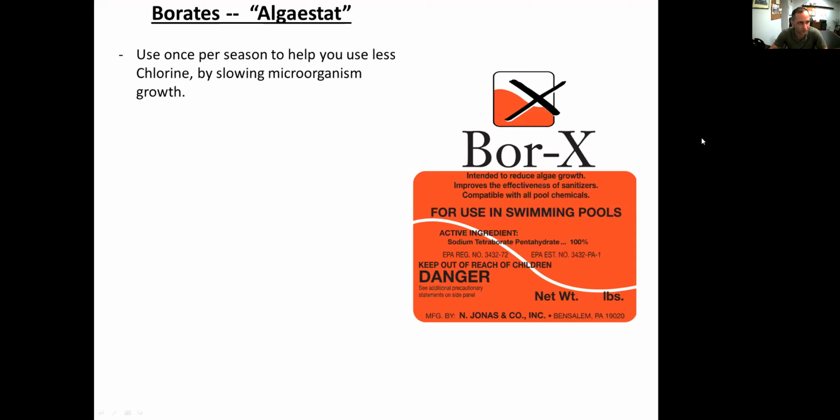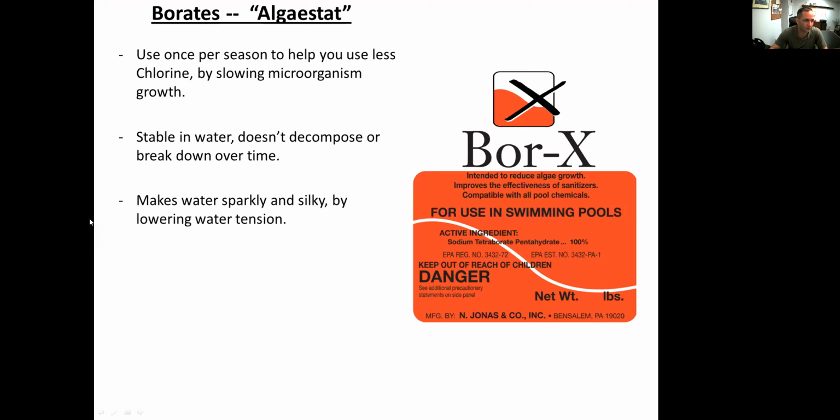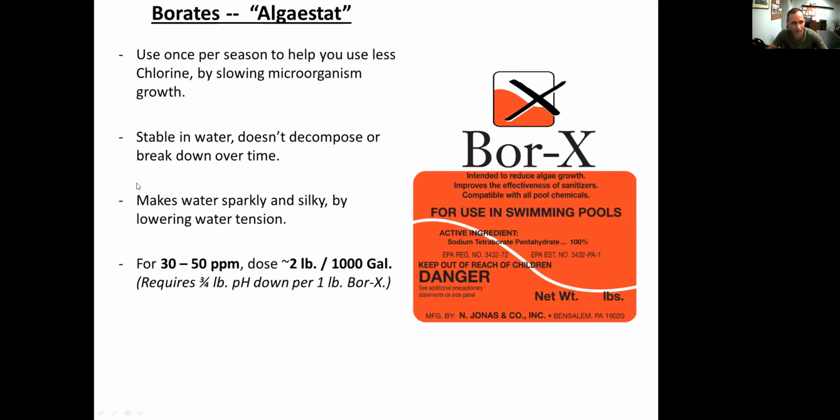So it'll help you use less chlorine as well, because it slows down the microorganisms from growing, helping out the chlorine that way, and especially if you're having trouble controlling the cloudiness or algae. Oh, and it'll make your water look nice. It actually lowers the water tension a little bit to make it noticeably a little bit silkier, and adds a little sparkle to it. So it has that aesthetic element to it too.